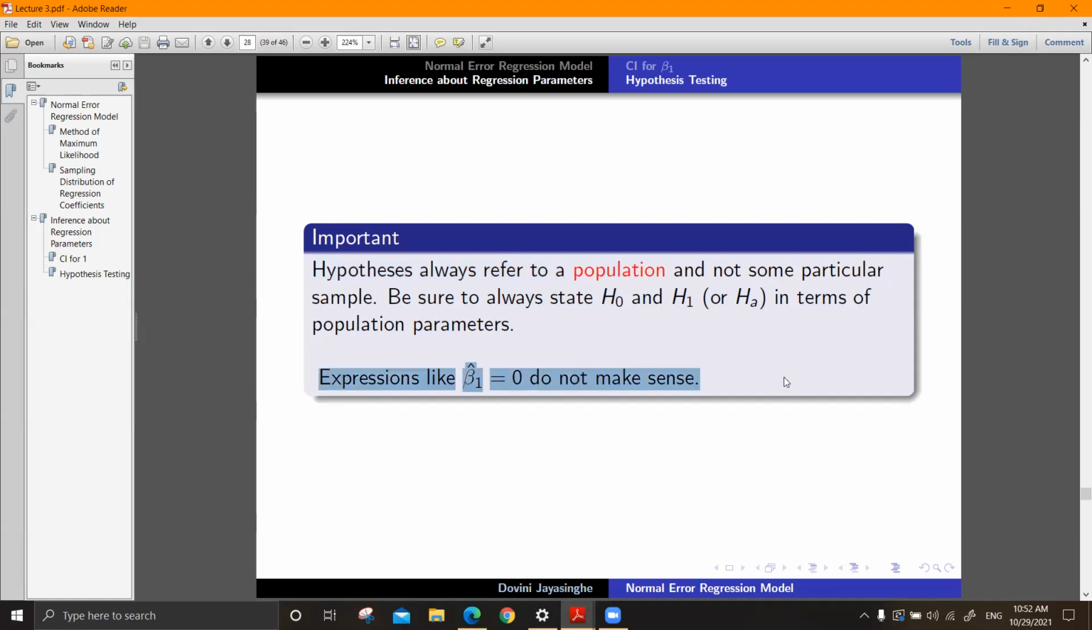Expressions like these do not make sense, right? Beta 1 hat is equal to 0. No. Beta 1 equals 0. So this is an H0. If you are checking whether beta 1 is equal to 0 or not equal to 0, your null is beta 1 equals 0. If you write beta 1 hat is equal to 0, it doesn't make any sense because you are referring to the estimated value. We are not doing hypothesis tests for estimations. We are doing it to determine the population parameter. So don't write things like this. It's going to be completely wrong.